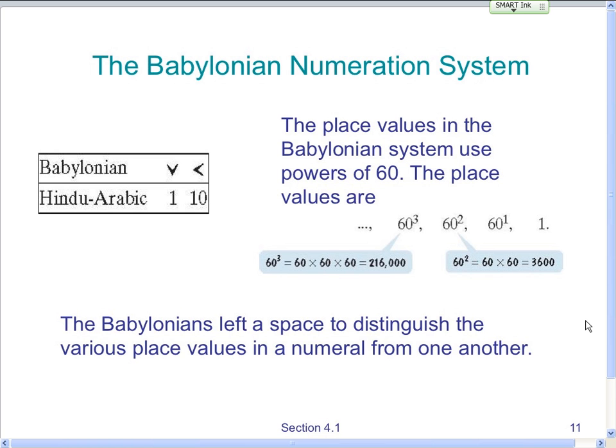So if I wanted to represent the quantity 13, I would have one of these, and I would have 3 of these. So that would be the quantity 13.